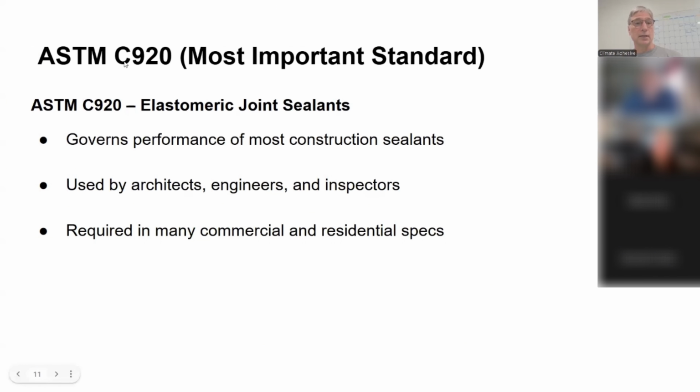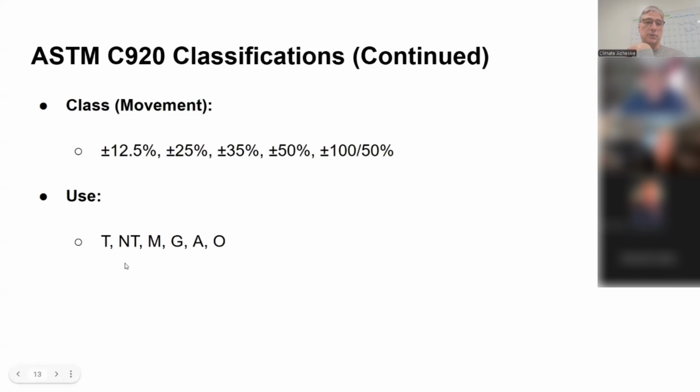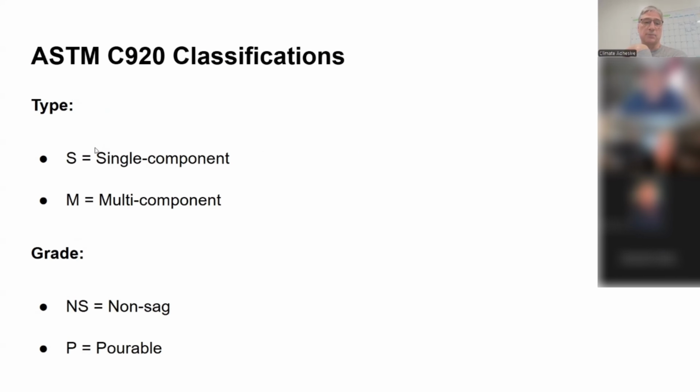So, like I said, here's the ASTM C920. It governs the performance of most construction sealants. It's used by architects, engineers, and inspectors, and it's required for most commercial and residential specifications. So getting into C920 classifications, when you read it, it'll say ASTM C920, then it'll go type, then grade, then class, and then use. And so your types, S is single component, M is multi-component.